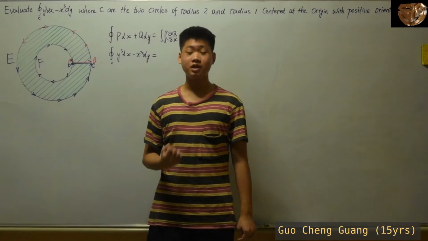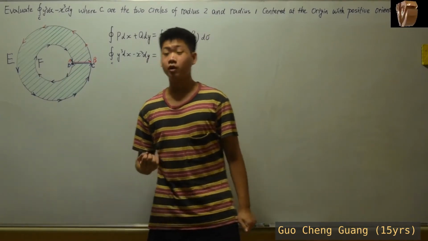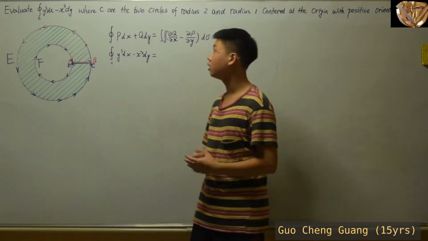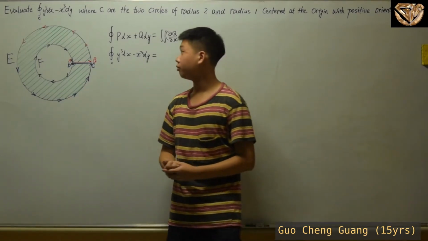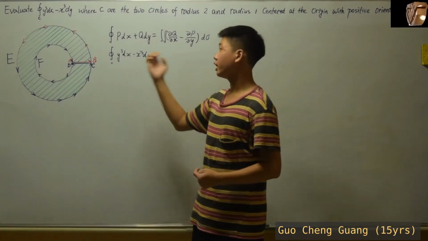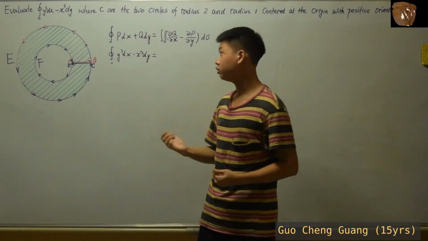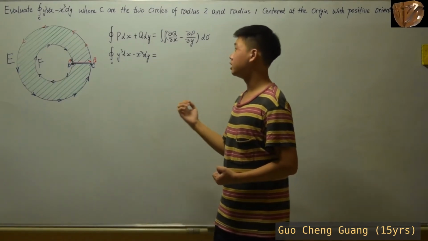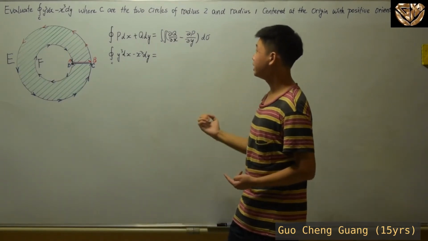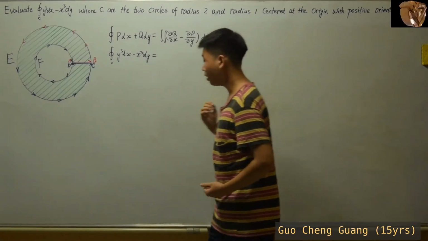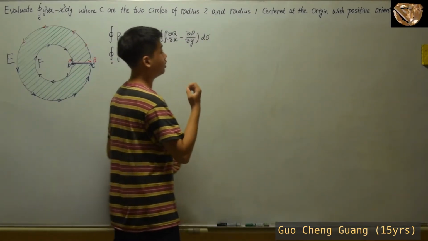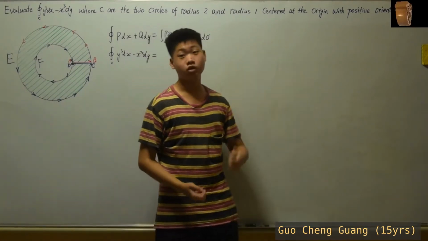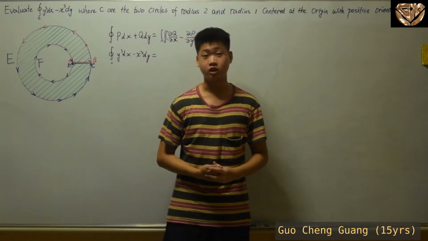In this lesson on the methods of definite integration, we will continue taking a look at the example we had from the previous lesson. In this example, we're supposed to evaluate the line integral along a certain curve, and inside you have y cubed dx minus x cubed dy, where C are the two circles of radius 2 and 1, and these two circles are concentric, so they're both centered at the origin with positive orientation.